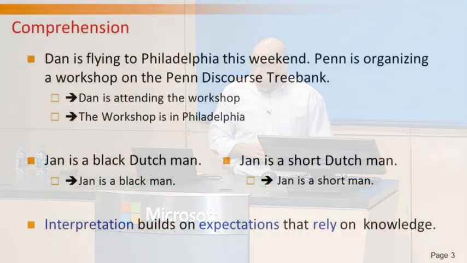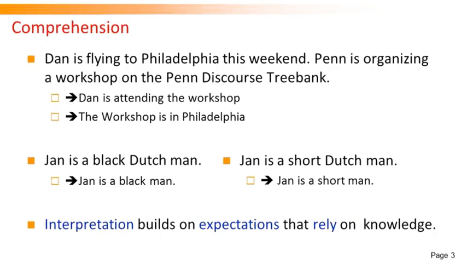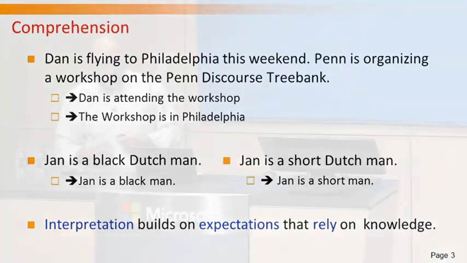Here is one other inference that you can make. Jan is a black Dutch man. You could infer that Jan is a black man. On the other hand, if I would say Jan is a short Dutch man, probably the inference that he's a short man is not necessarily the right one, because Dutchmen perhaps are taller than others. At least you would argue about this.